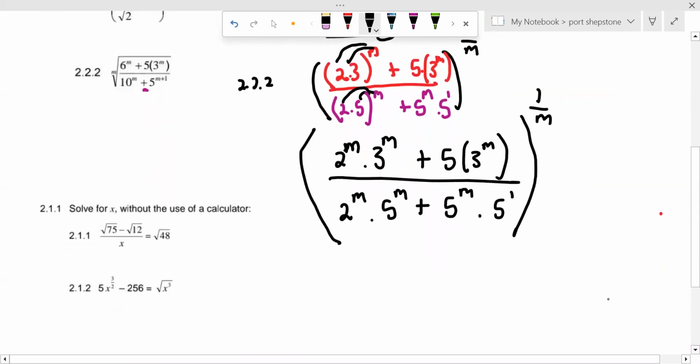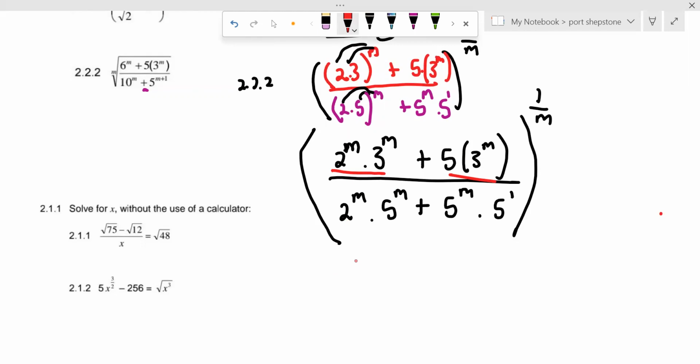Now from here, guys, you can see something which is very important. Let's start with our numerator. On our numerator, we have term number 1, we have term number 2. Between term number 1 and term number 2, is there anything that appears this side and that side? What is that thing? So we take 3 to the power of m. If we take 3 to the power of m, we are left with 2 to the power of m plus 5. Okay, that's the first thing that I'm left with.